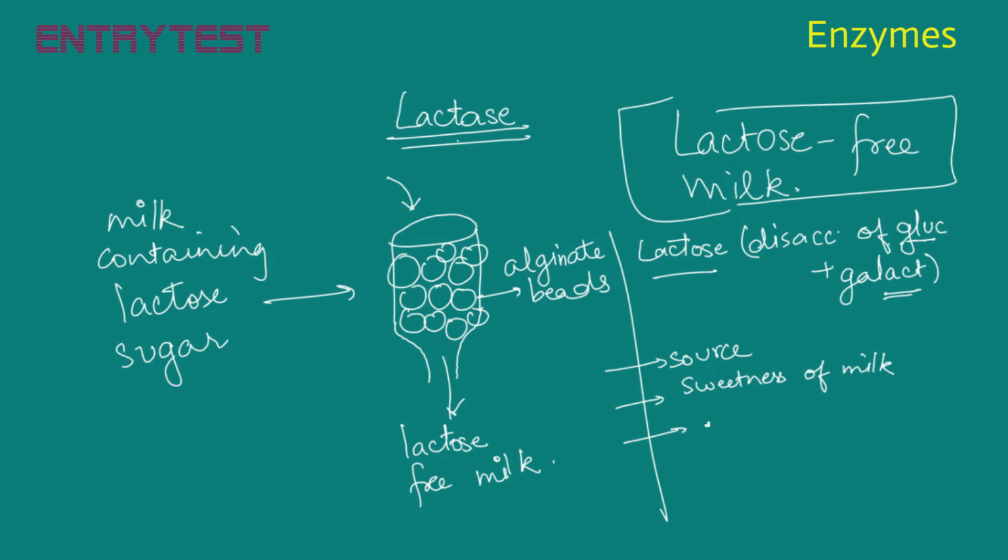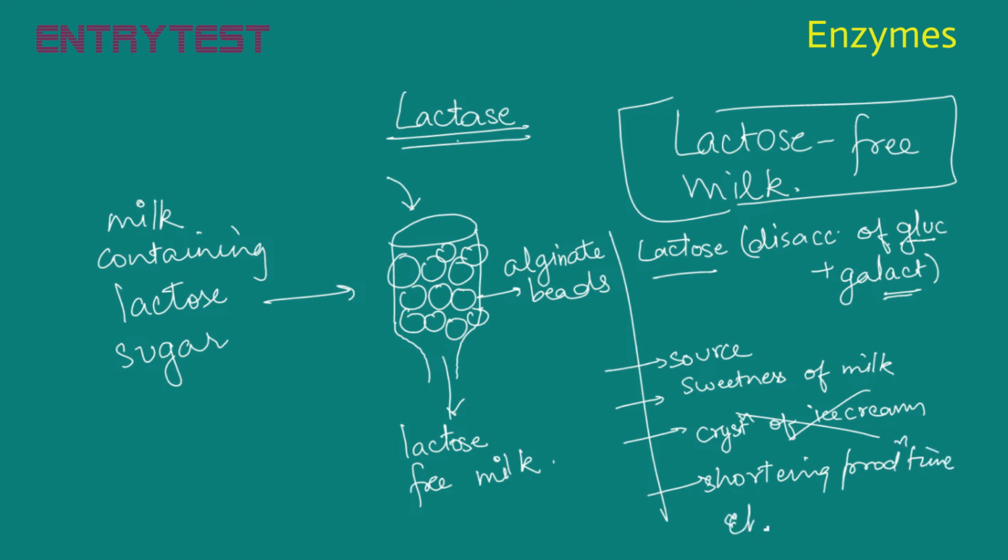It can be used to prevent or reduce crystallization of ice creams, because glucose and galactose, again, are more soluble than lactose. So crystallization of ice creams can be reduced. Another example of the use would be shortening the production time for yogurt or cheese, because the bacteria ferment glucose and galactose much more readily than they ferment lactose, so shortening the production time for yogurt and cheese.